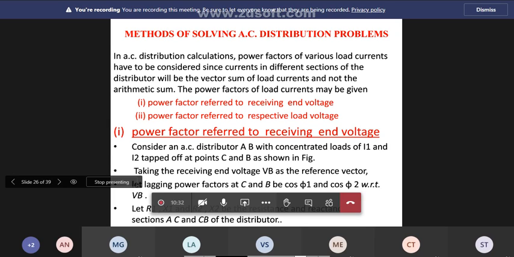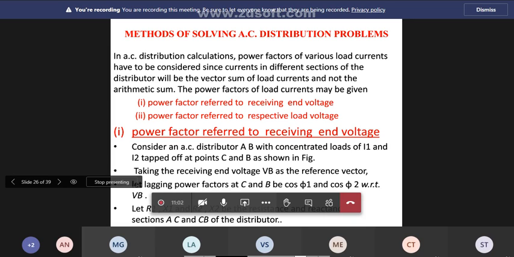So now we go for the next topic, that is the methods of solving AC distribution problems. The same topic will be held in the fourth unit also, just with a name change: manual methods of voltage calculations, same ditto.